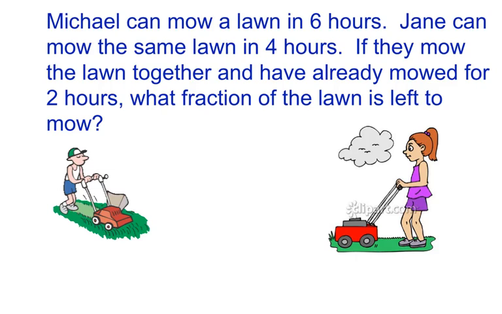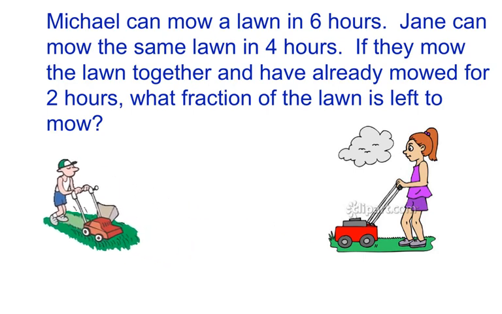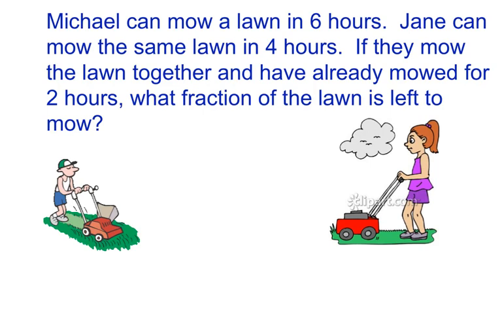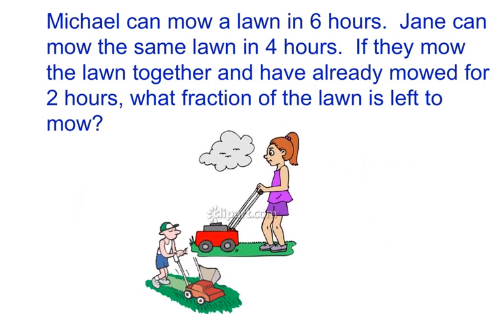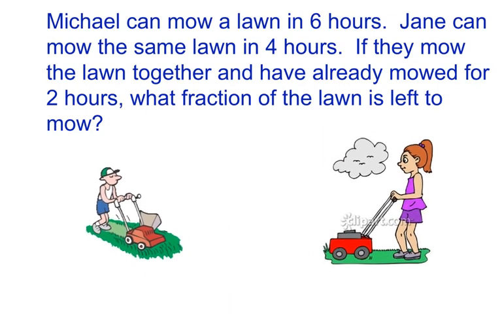Alright, Michael can mow a lawn in 6 hours. Jane can mow the same lawn in 4 hours. Now, if they mow the lawn together and have already mowed for 2 hours, what fraction of the lawn is left to mow?